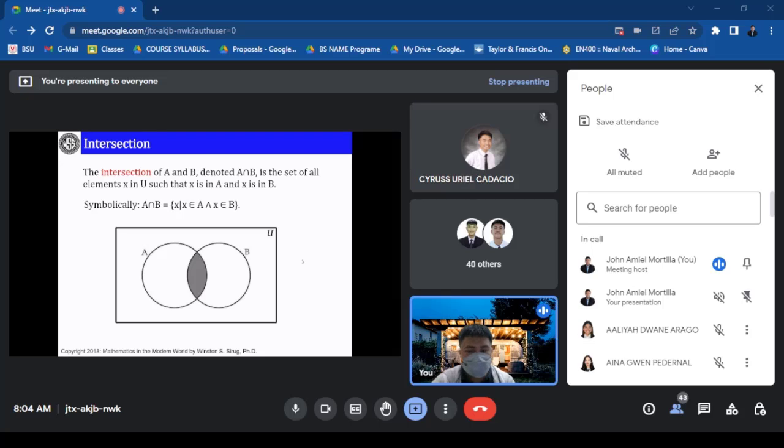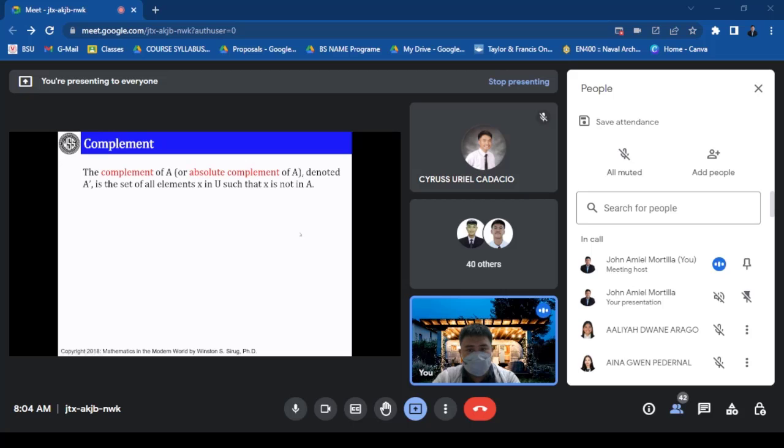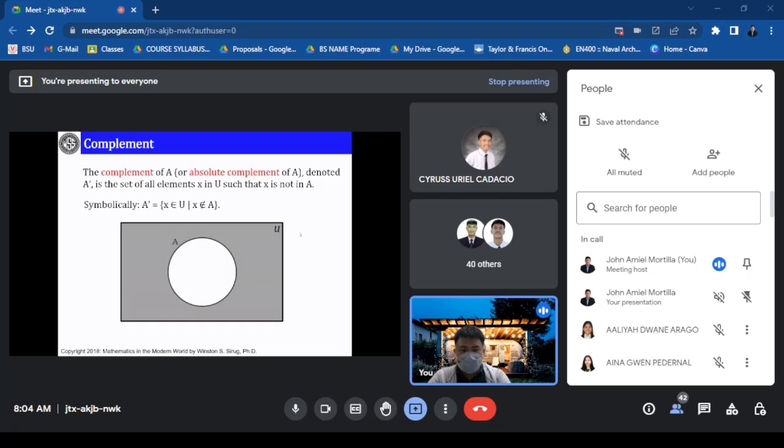Okay, so it is denoted by A intersection B or yung baliktad na U. So, makita nyo, shaded lang dito is ito. So, ang sinasabi ng A intersection B is itong shaded part. Yun lang. So, complement. Please read complement.